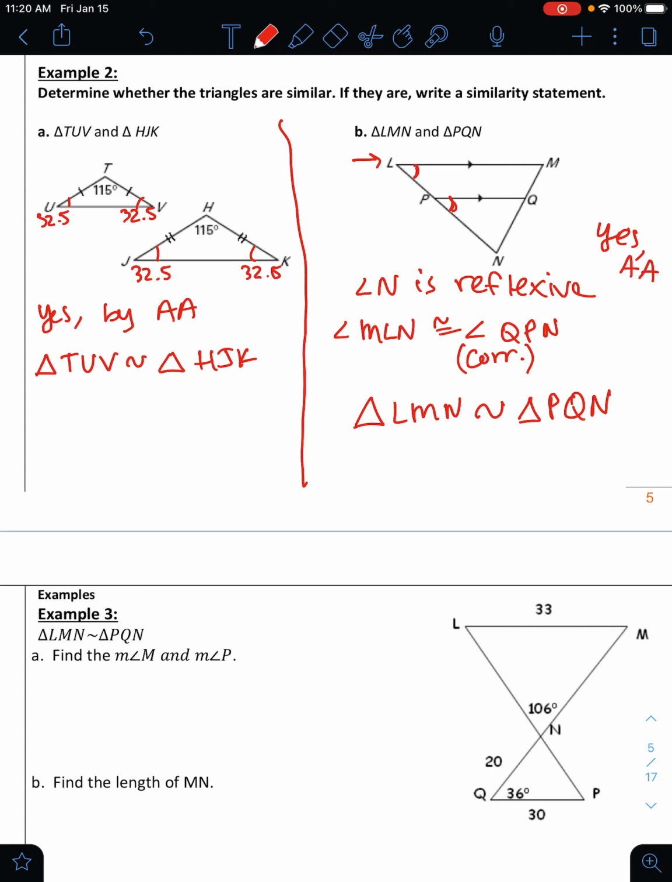We're going to learn a couple new theorems to go with AA in the next lesson.